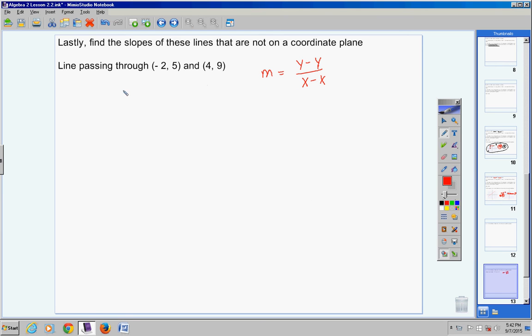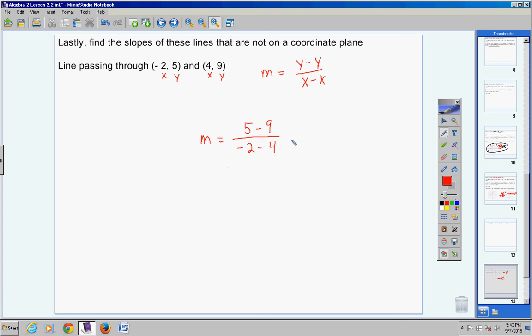So a line passes through these 2 points, find the slope. Guys, this is so easy. X, Y, X, Y. So Y minus Y, what are your 2 Y numbers? 5 and 9. So I have 5 minus 9. That's very simple. Now my X numbers are negative 2 and 4. So negative 2 minus 4, or negative 4. So there's your slope right there.